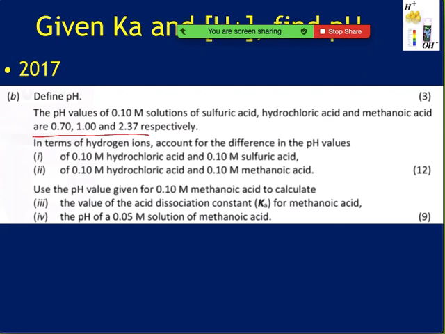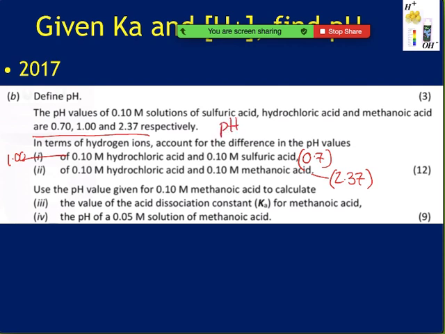And the pH values for your sulfuric is 0.7. For your hydrochloric, it is 1. And for your methanoic, it is 2.37. So why do you think there is a difference between 0.1 molar of hydrochloric and 0.1 molar of sulfuric? Why you're getting the different pH values? They have different molar masses. Nope.